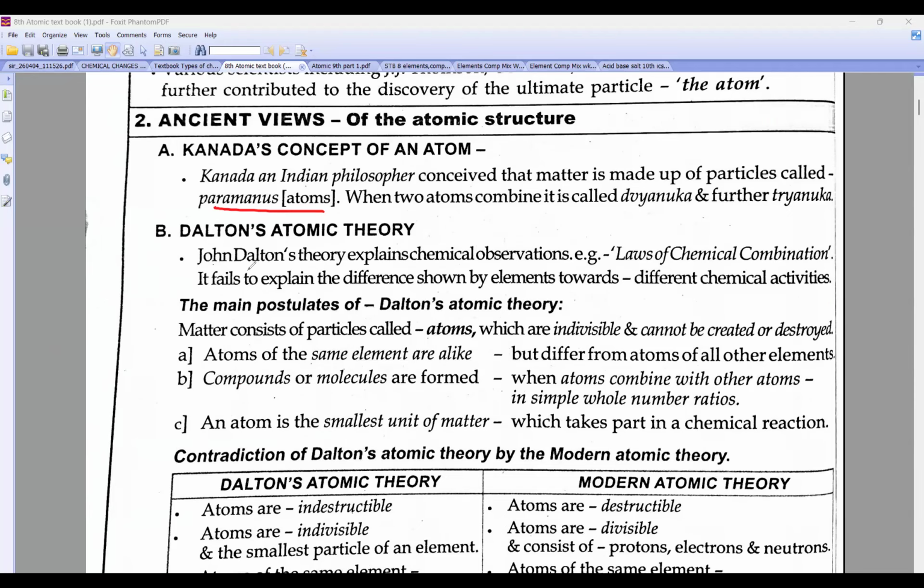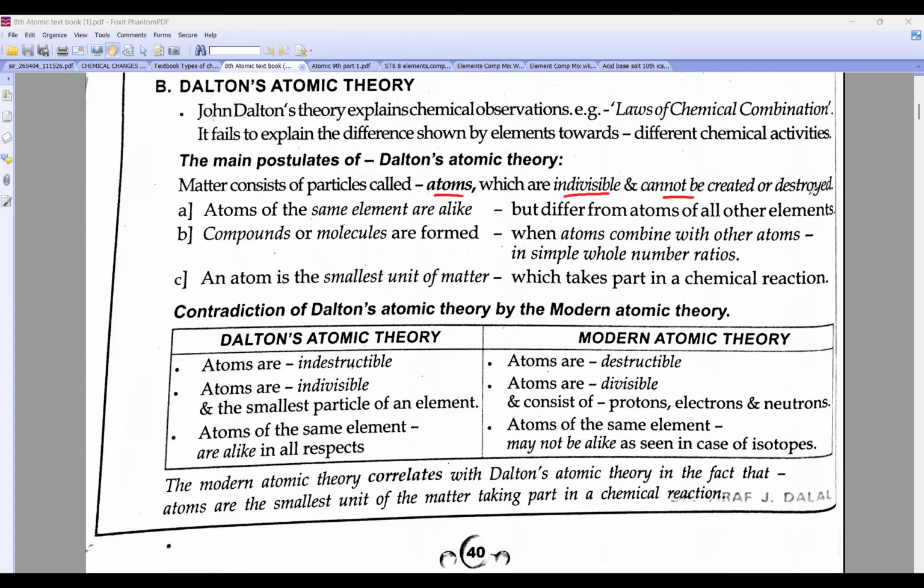John Dalton gave which theory, beta? Law of chemical combination. What is John Dalton's theory, beta? Matter consists of what? The smallest particle, atom, which is indivisible and cannot be created or destroyed. Atoms of the same element are alike, but differ from atoms of all other elements. Compounds and molecules are made up of atoms which combine in simple whole number ratios. Suppose I say NaCl, what is the ratio? 1:1. If I say water, then what is the ratio? 2:1. Are you getting it?